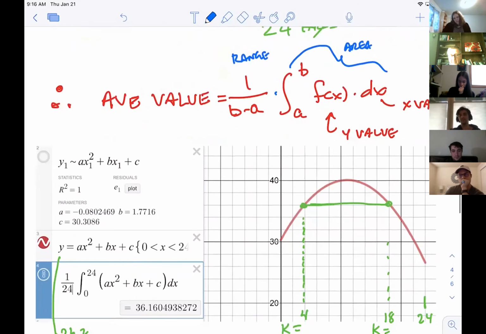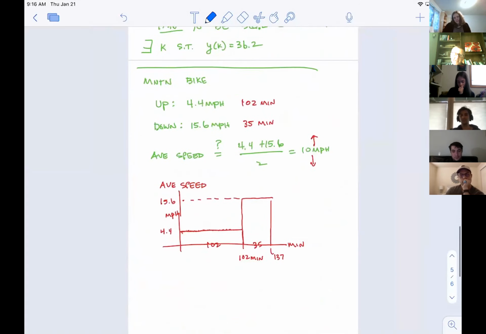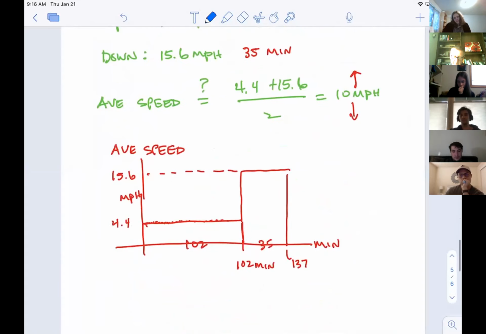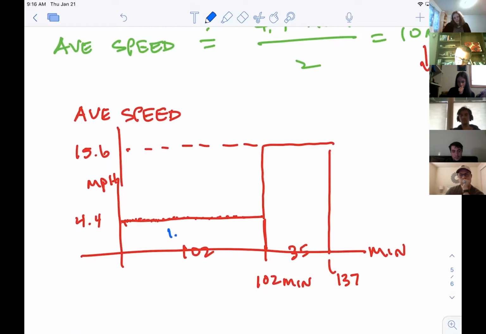Well, in that parabola, we had to use calculus to find the area, our knowledge of an integral, but isn't an area down here a little easier to find? I don't need to make an equation for this. Isn't this 102 times 4.4? Isn't that the area of that? If the height is 4.4 and the width is 102, it's a rectangle. I don't need calculus to find the area of a rectangle.